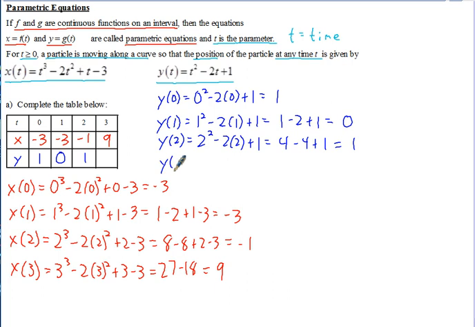And finally, let's find the y-coordinate at time 3. That would be 3 squared minus 2 times 3 plus 1. 3 squared is 9. 3 times negative 2 is negative 6 plus 1. Well, 9 minus 6 is 3 plus 1 gives you 4. So at time 3, now the particle is way over at 9, 4.